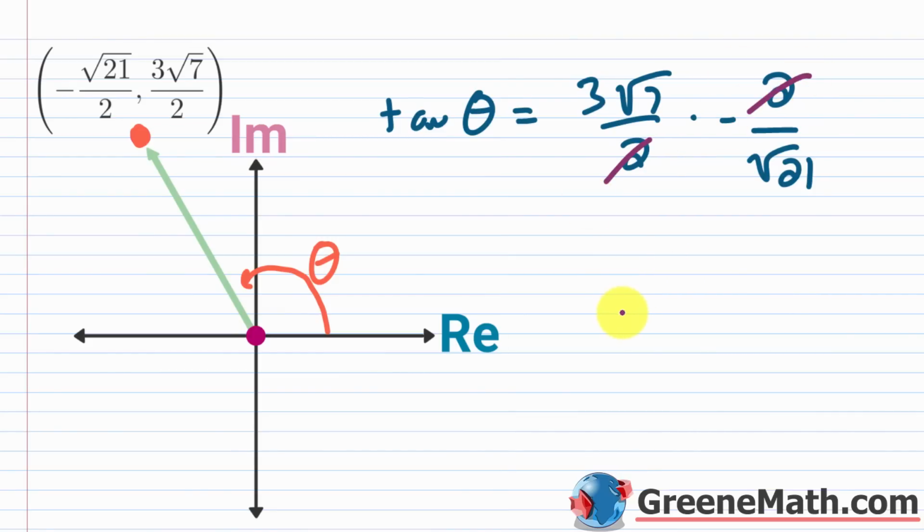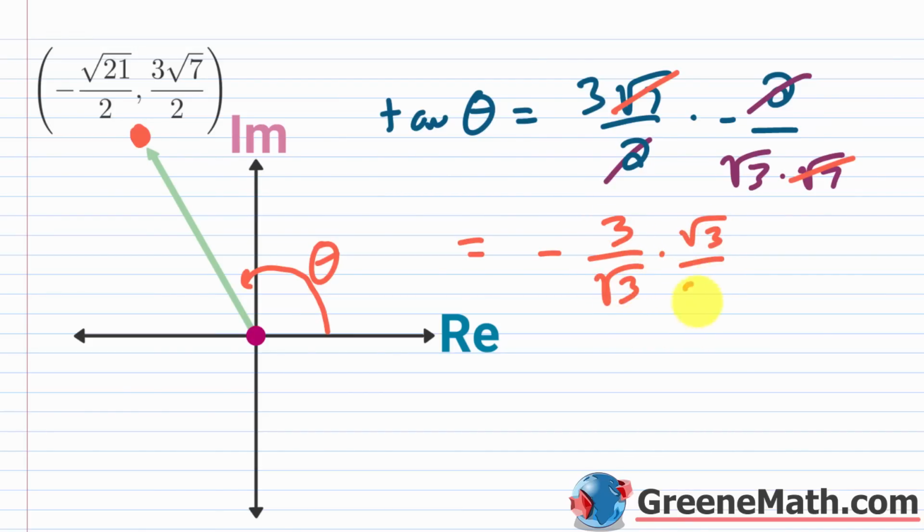And then I can break this up actually into the square root of 3 times the square root of 7. And so I can cancel this square root of 7 with this square root of 7. So what does that give me? It gives me negative 3 over the square root of 3. If I rationalize the denominator, so times the square root of 3 over the square root of 3, this gives me the negative of 3 times the square root of 3 over 3. The 3's would cancel, and so this ends up giving me the negative of the square root of 3.